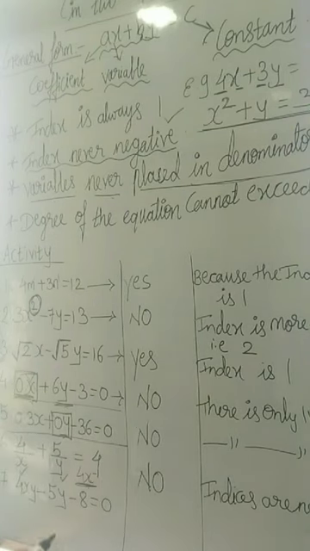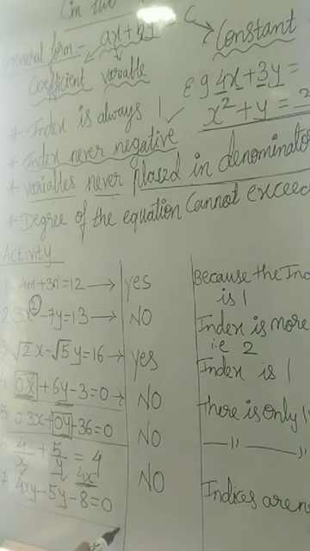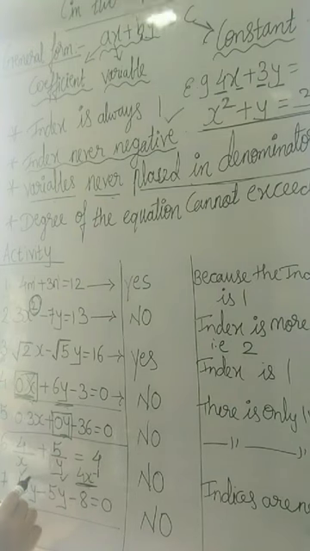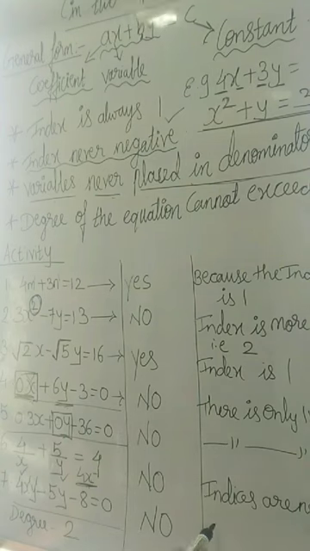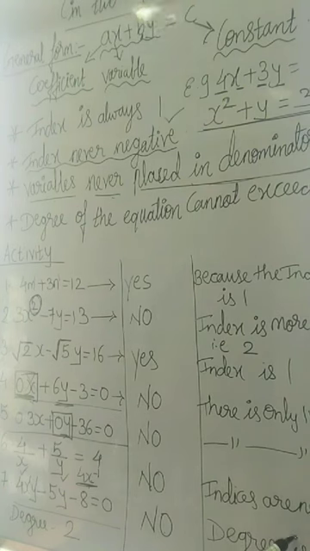Next one, 4xy minus 5y minus 8 equal to 0. Is this a linear equation? Of course not, because if I consider this index as 1 and this index as 1, together the degree of this equation becomes 2. So I will say it is not a linear equation, because the degree is 2.